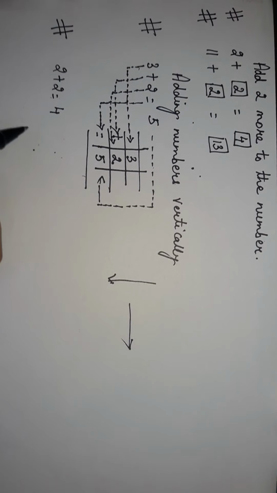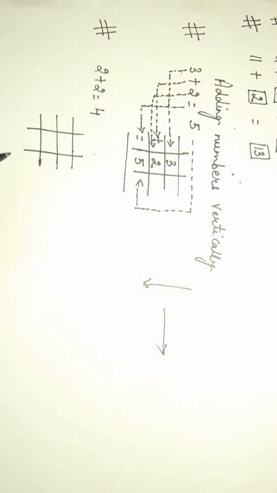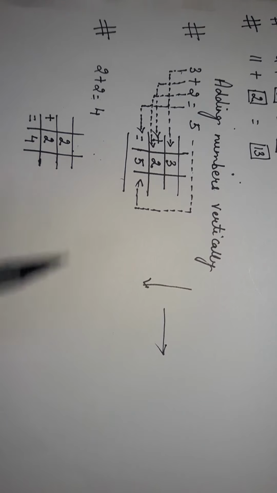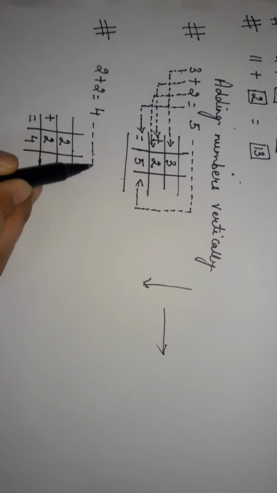First of all, draw the lines like these: 1, 2 and 3. So after drawing these lines, write here 2, write here 2, and 2 plus 2 is 4, write here equals to, write here plus sign. Now draw the lines, start from here, from 4.